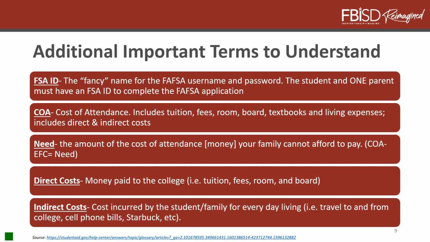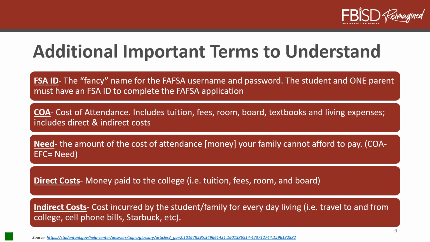The need of a student is the amount of the cost of attendance that your family cannot afford to pay. Need is calculated by the cost of attendance minus the EFC, which was the estimated family contribution. So how much the college thinks it costs to attend that school, minus how much the federal government thinks the family can give to that student, will equal the need that remains after financial aid has been awarded.